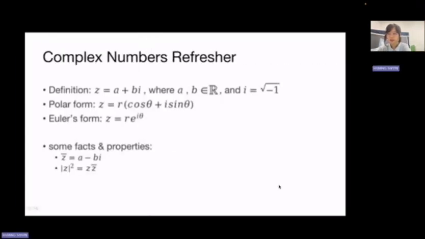Let's first review the basic concepts of complex numbers. There are three ways to represent complex numbers. First is the definition: the complex number z in rectangular form is a plus bi, where a and b are both real numbers, and i squared is equal to -1. In the polar form, z can be represented in this way: r times cosine theta plus i sine theta. We also call it trigonometric form.